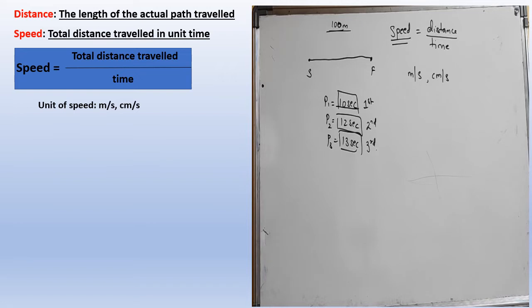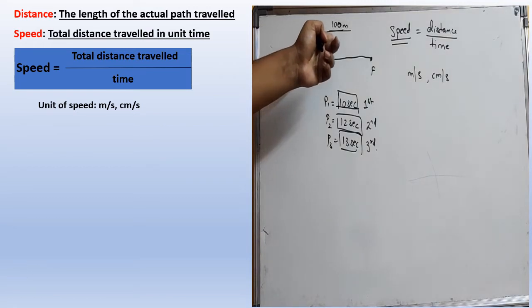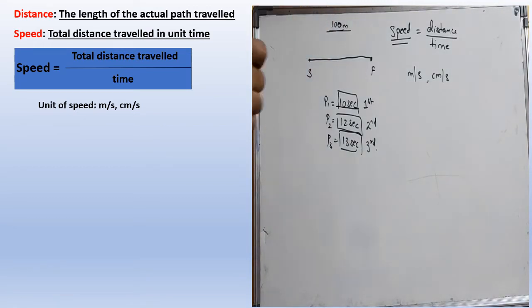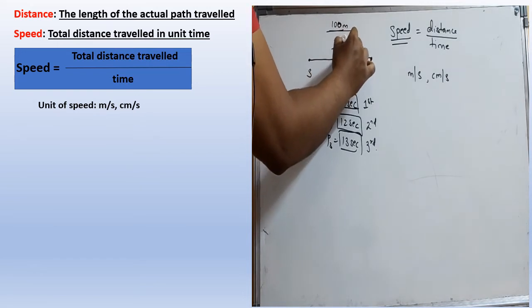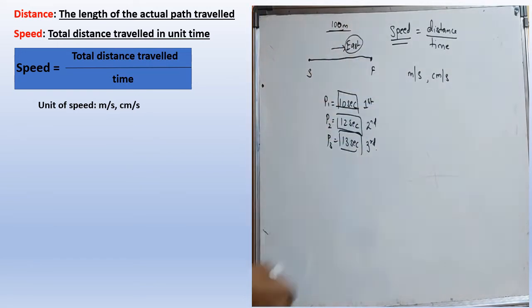Now consider this race. We'll just continue with this example of the race. In this race, they are running 100 meters at some speed. But I tell you that the starting point and the finishing point are in the direction of east, which means these students are running 100 meters towards the east direction. So I have added a direction.